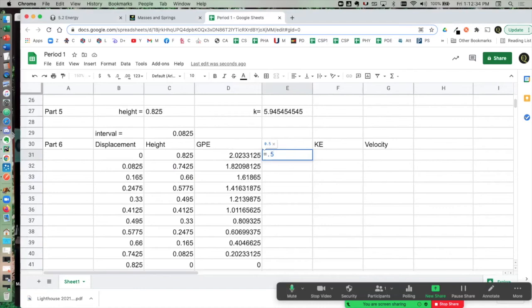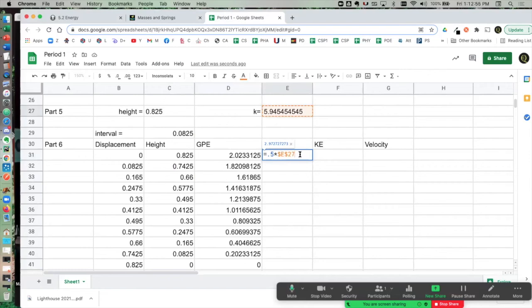Equals 0.5 times, what do I need next? The K value, and there it is right there, up in part 5. So I'm going to click it. Do we dollar sign it, you mean? Yes, because we're going to drag this down and I don't want that changing.